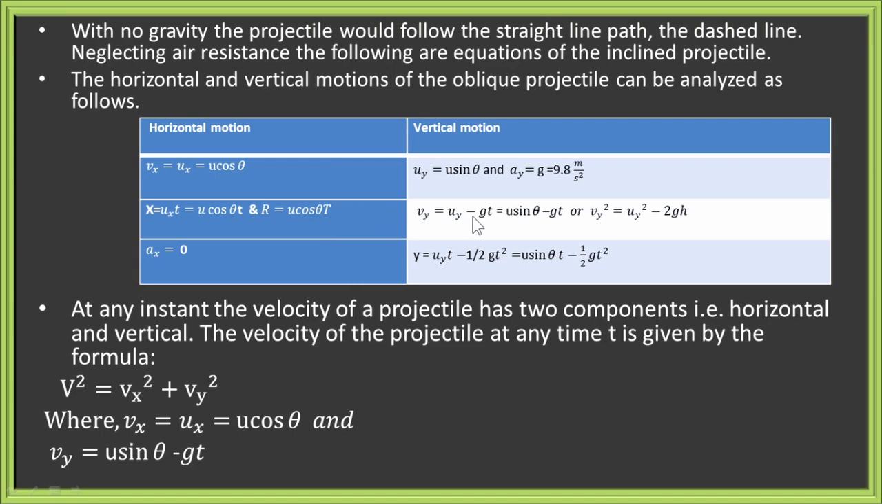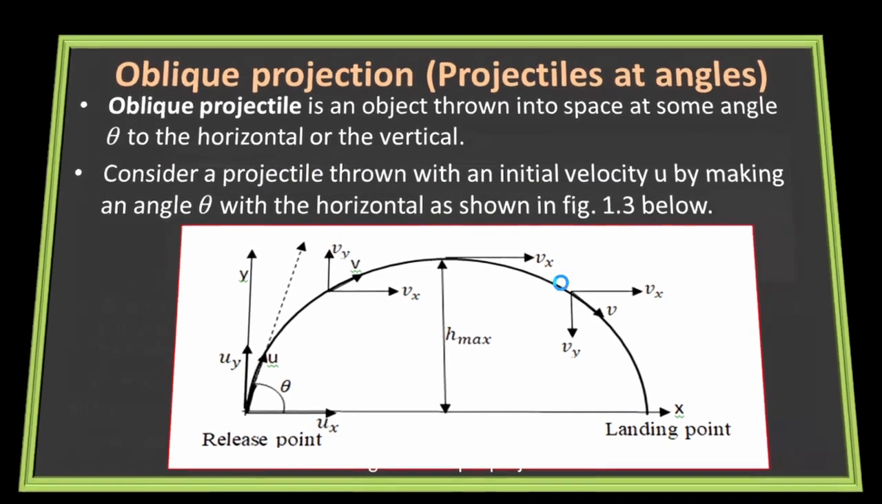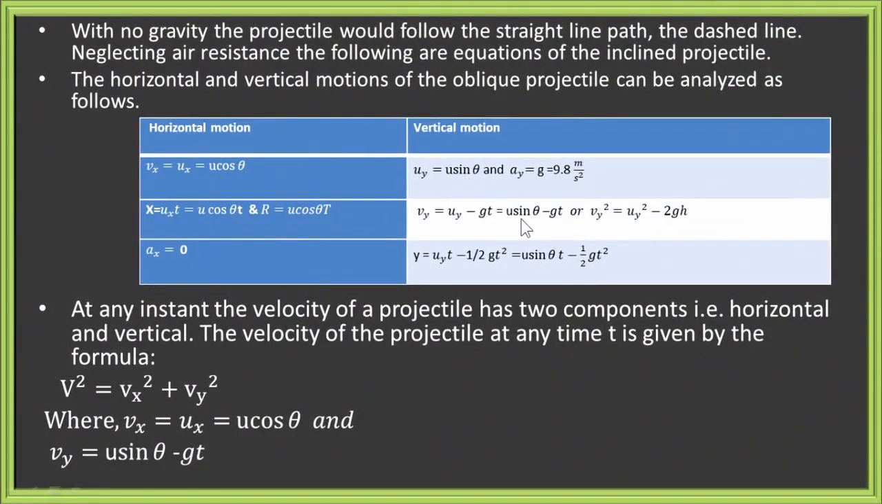When we come to Vy, it is uy minus gt. Do you know why minus? Because it is similar to an upward slope, because the initial velocity of the projectile is in the upward direction. So the vertical motion is taken as an upward slope. That is why we use Vy = uy minus gt, which is u sin theta minus gt. Also Vy squared is uy squared minus 2gy. We can substitute u sin theta in place of uy. And for y, it is uy t minus 1/2 gt squared, with the minus because it is similar to an upward slope: u sin theta t minus 1/2 gt squared. These are the equations of horizontal motion of an oblique projectile, and these are the vertical motions of an oblique projectile.